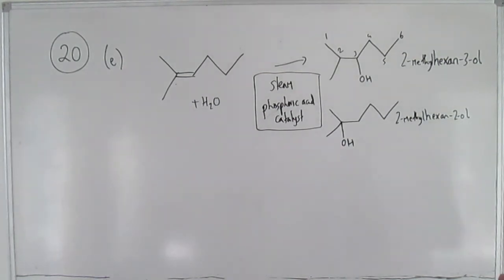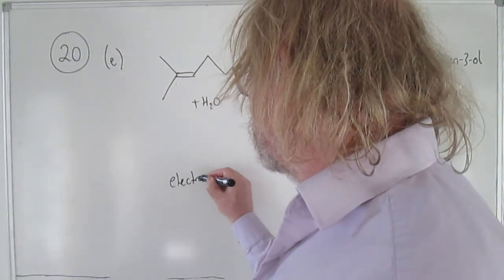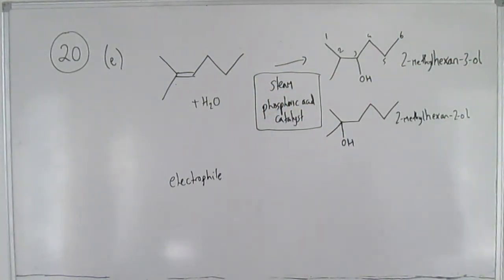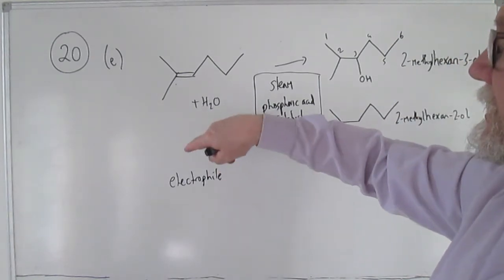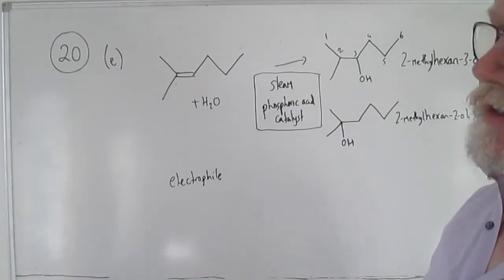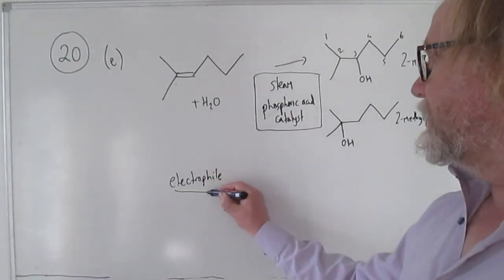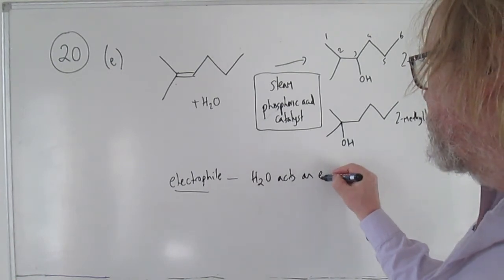And then it wants a word for the role of H2O, and that word, remember, is electrophile. And that relates to the mechanism, because when the water attacks the alkene group, what happens is that it accepts a pair of electrons from the alkene group, and an electron pair acceptor is an electrophile. So electrophile is the word you want, and the explanation you just have to say is that water acts as an electron pair acceptor.